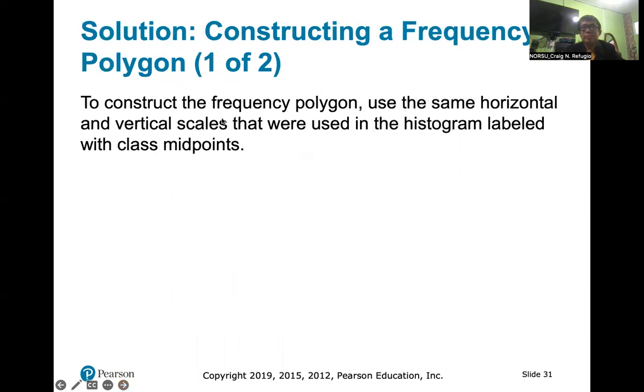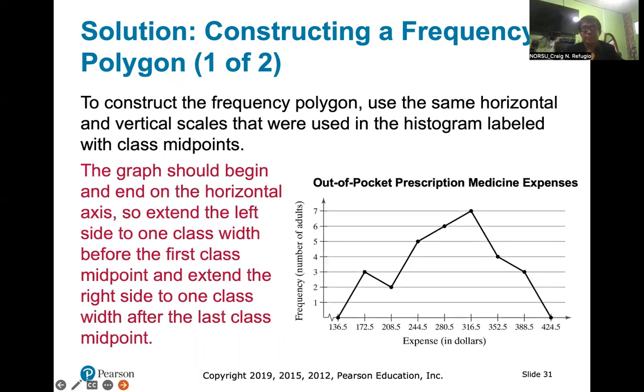To construct the frequency polygon, use the same horizontal and vertical scales that were used in the histogram labeled with class midpoints. So recall the first example. The graph should begin and end on the horizontal axis. So extend the left side to one class width before the first class midpoint, and extend the right side to one class width after the last class midpoint.